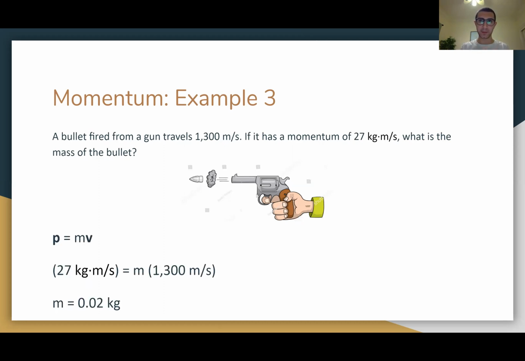We have our formula for momentum, and if we plug in what we know, we can just divide through and find out that the mass is 0.02 kilograms. So using this momentum formula is really not super challenging. It's just a couple quantities, and we can manipulate it in a couple different ways.